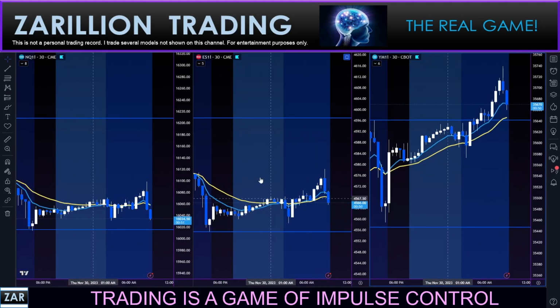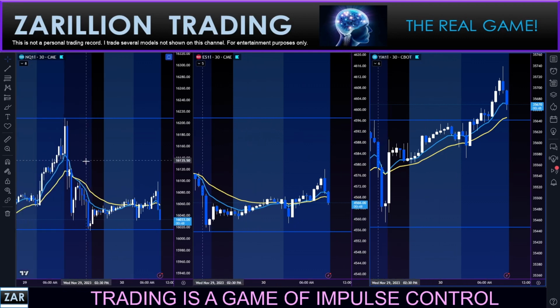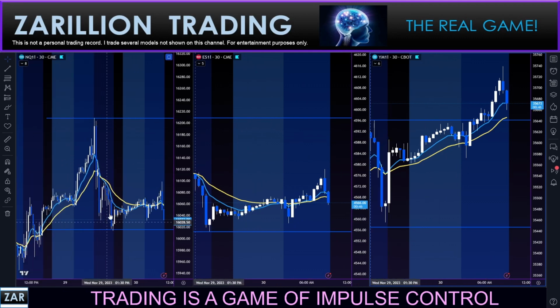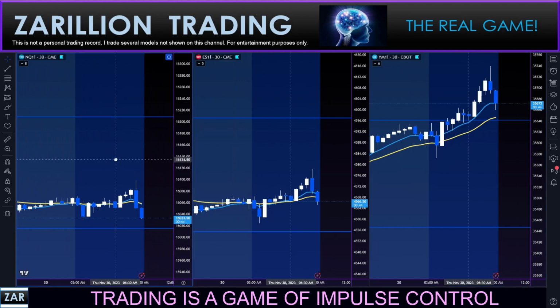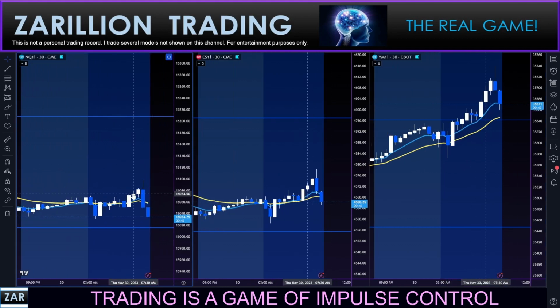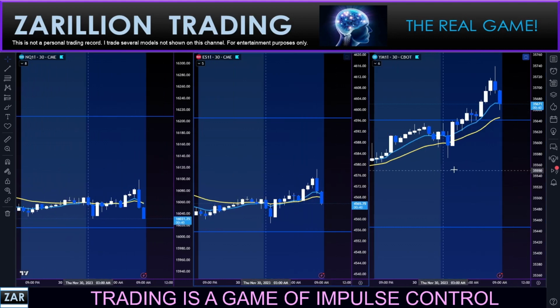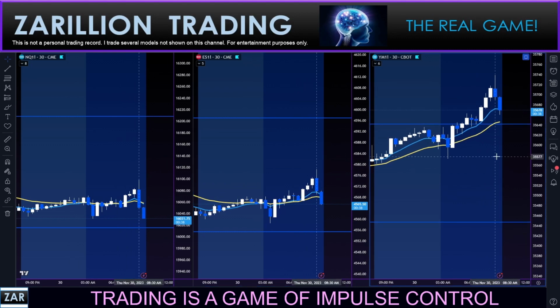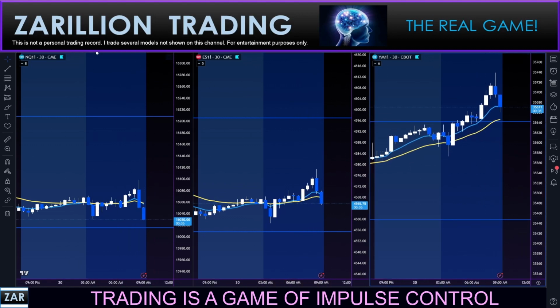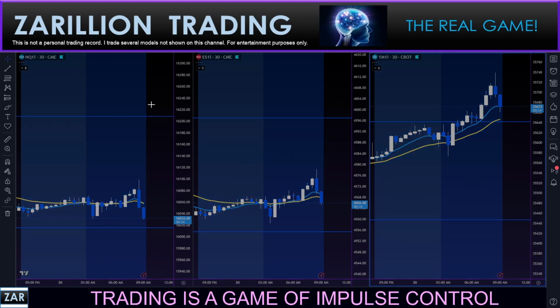Those horizontal blue lines there are yesterday's high and low. See that? High and low for yesterday. And you can see that we are inside of that on the NASDAQ, inside of that on the S&P, but above on the Dow. We've broken yesterday's high. We can see that too on the daily charts.